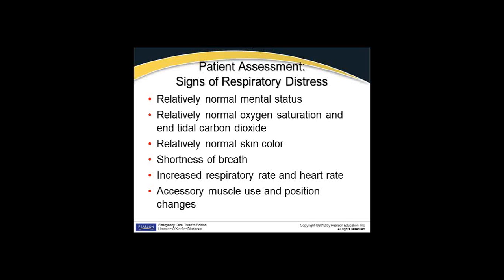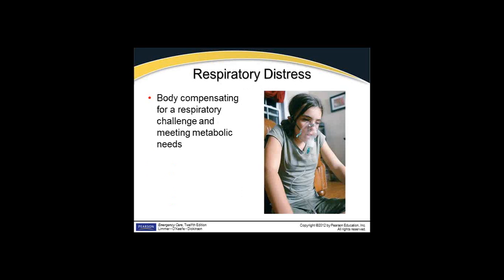They're complaining to us of shortness of breath. They're having a hard time catching their breath. They have an increased respiratory rate and usually an increased heart rate. And then the accessory muscles may be used and they may change their position. So if we back up one slide here, this little girl is propping herself up, something we call the tripod position. She's propping herself up to try to maximize the use of her muscles to get a good breath of air in.